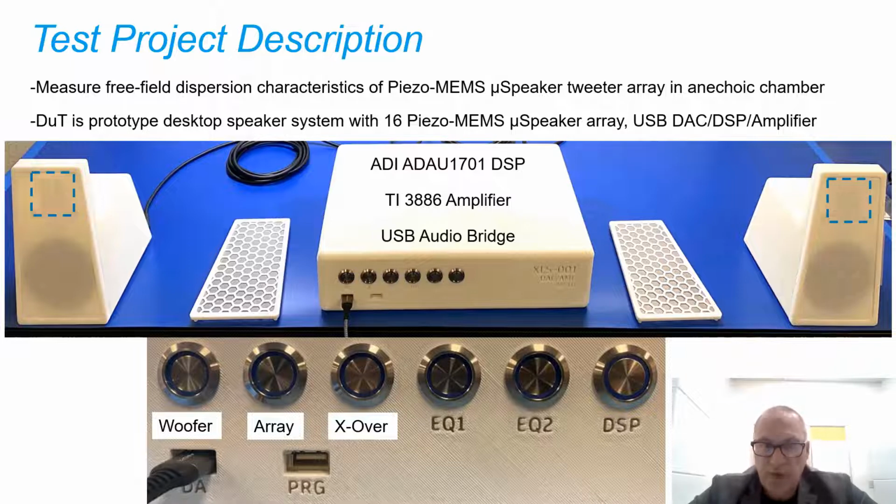speakers. What we needed to do was get them prepared to take into an anechoic chamber and do some free field measurements. We wanted to understand the dispersion characteristics of the tweeter array. And to do so, we needed to power them up and also control a crossover and have an audio bridge. So that's the box you see in the center. We have provisions to activate and deactivate the woofer, the tweeter array, activate the crossover, a couple of EQ curves if required, and then some other functionality.